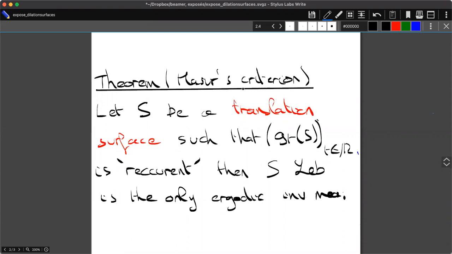So now I will come back not on the case. I will come back to the case of not translation surface, but to the case of dilation surfaces. So this was just more to introduce you to the objects and the way of thinking of that aspect.